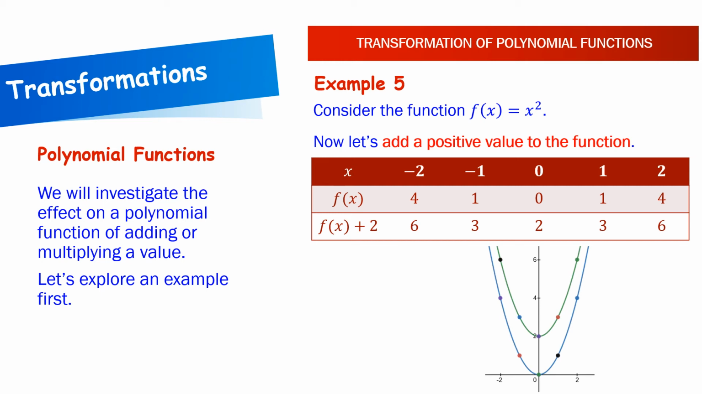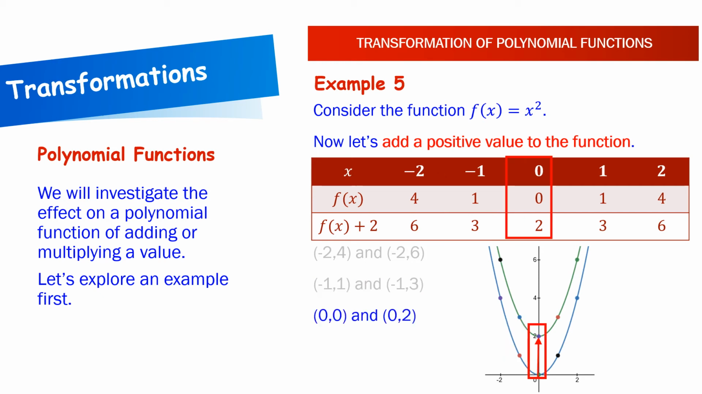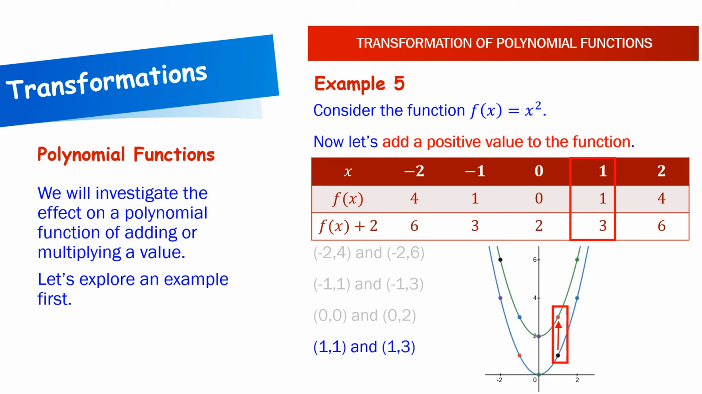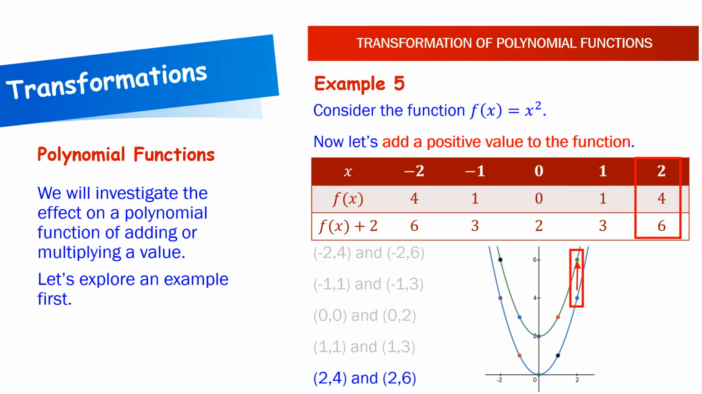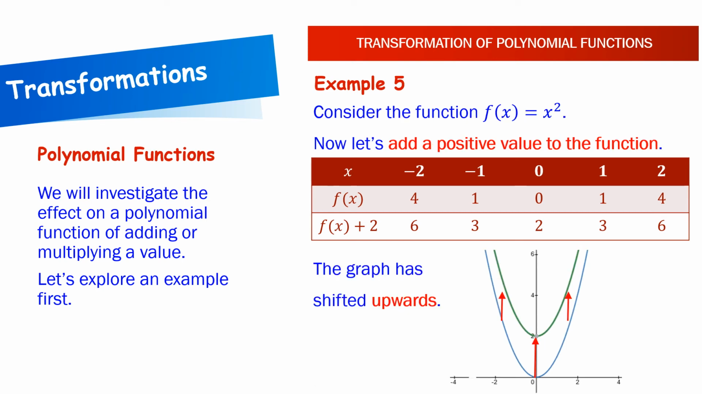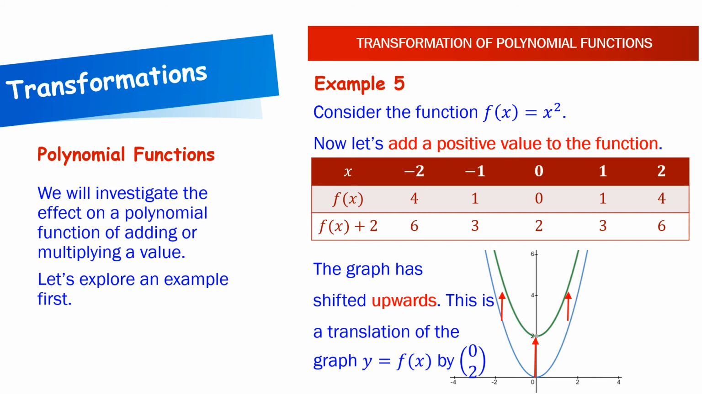Now let's see what happens when we add a positive value to the function. f of x plus 2 values have been given in the table. So when x is minus 2, y goes from 4 to 6. When x is minus 1, y goes from 1 to 3. When x is 0, y goes from 0 to 2. When x is 1, y goes from 1 to 3. When x is 2, y goes from 4 to 6. And as you can see, the graph has shifted upwards. This is a translation of the graph y equals f of x by 0, 2.